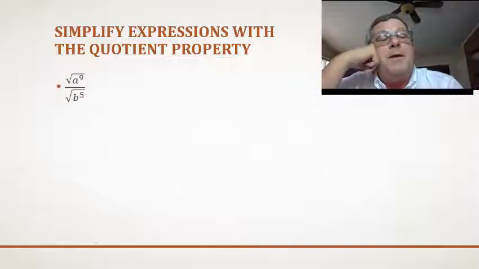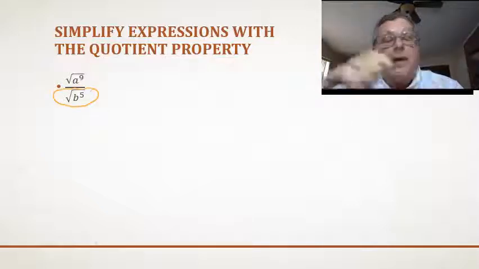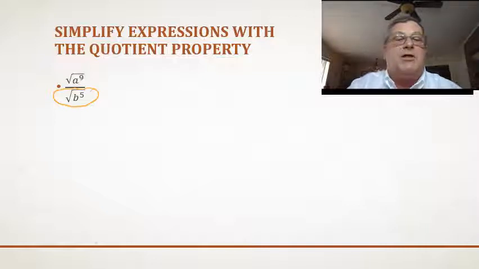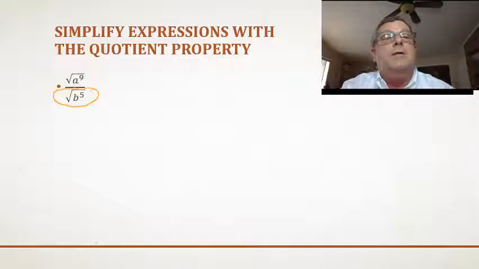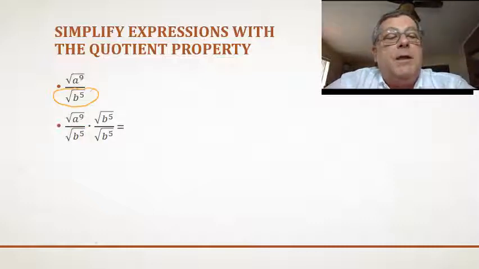And we have here the square root of a to the 9th power over the square root of b to the 5th power. And so right away I recognize here that I have a root in the denominator. And so I think I'm just going to go ahead and choose to rationalize that root in the denominator. And so what I do is the setup's going to be the square root of a to the 9th power over the square root of b to the 5th power times the square root of b to the 5th power over the square root of b to the 5th power.